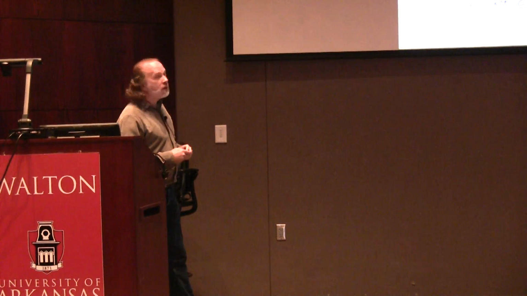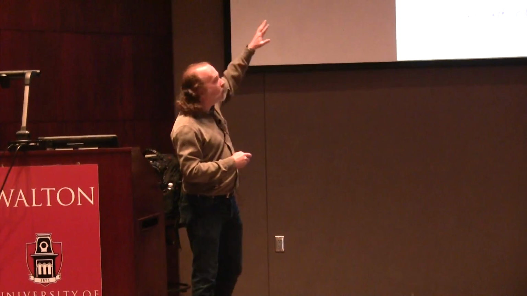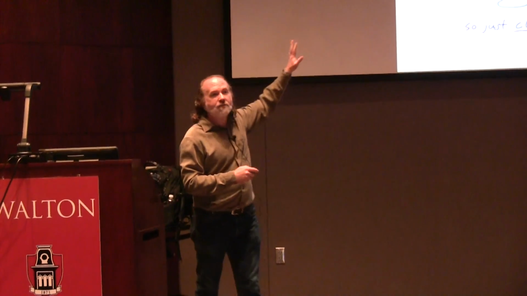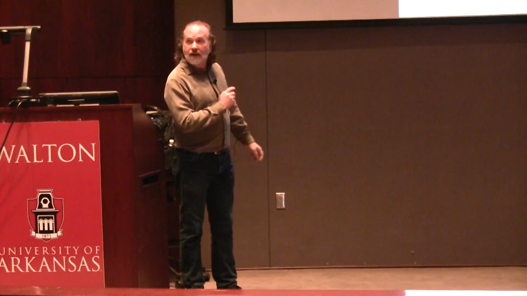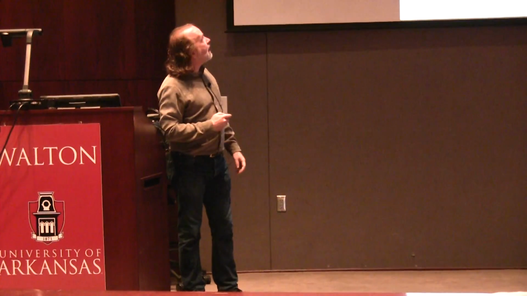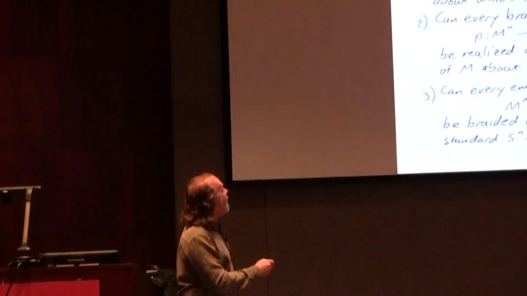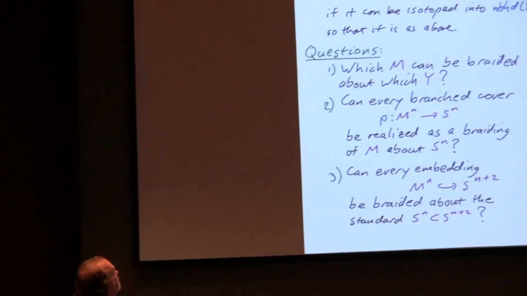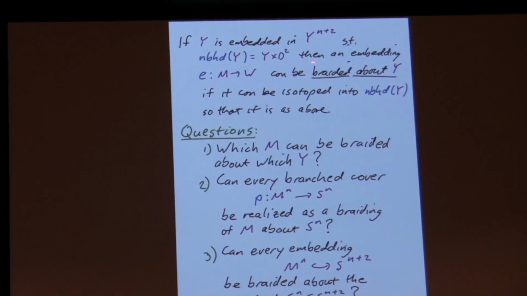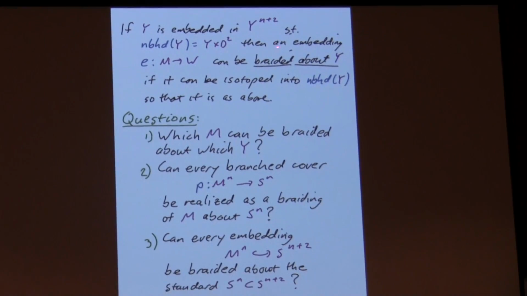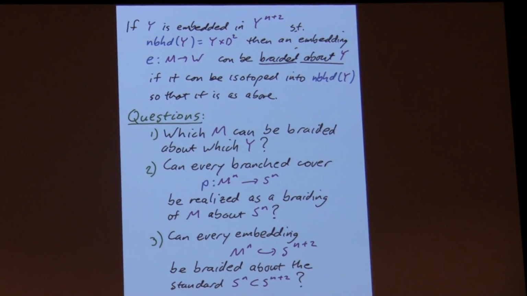Okay, great. So any questions about the definition of a braiding of 1 manifold about another? So this is kind of an abstract concept at the moment. It's not about braided embeddings quite yet. So now we'll move on to braided embeddings. So now suppose you have some larger manifold. Y is embedded in W, of a different dimension. Okay, typo. The second Y is a W, as you can see from below.